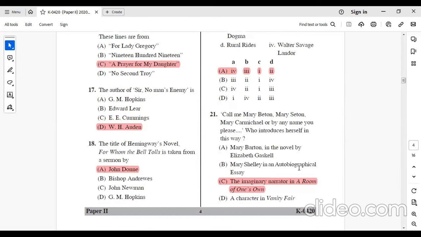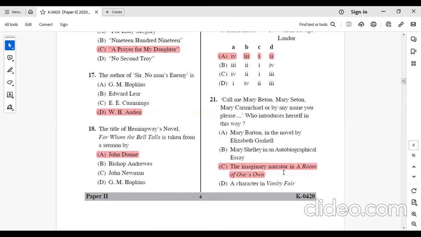Call me Mary Beaton, Mary Seton, Mary Carmichael, or by any name you please. Who introduced herself in this manner? The imaginary narrator in the book A Room of One's Own. There is an imaginary narrator in the book A Room of One's Own, and A Room of One's Own is written by Virginia Woolf.